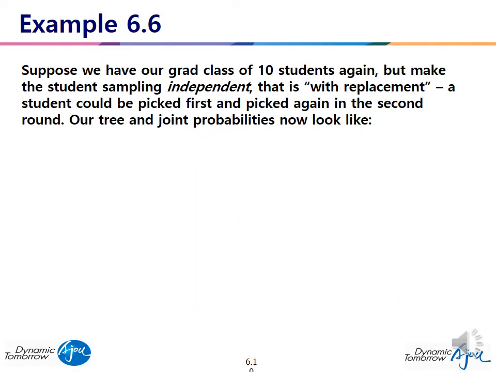Suppose we have our graduate class of 10 students again, but make the student sampling independent. That is, with replacement. A student could be picked first and picked again in the second round. Our tree and joint probabilities now look like this. Think about it and try to solve the problem. You can do it.